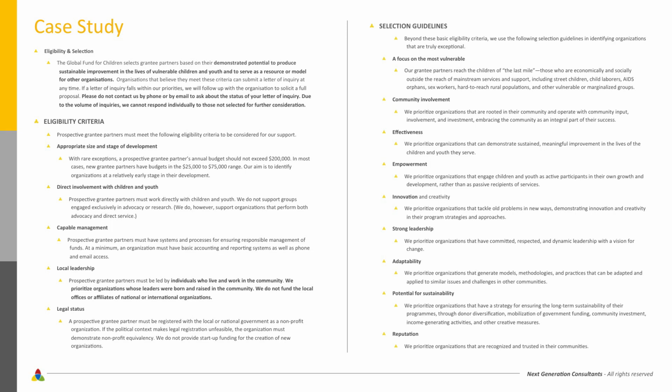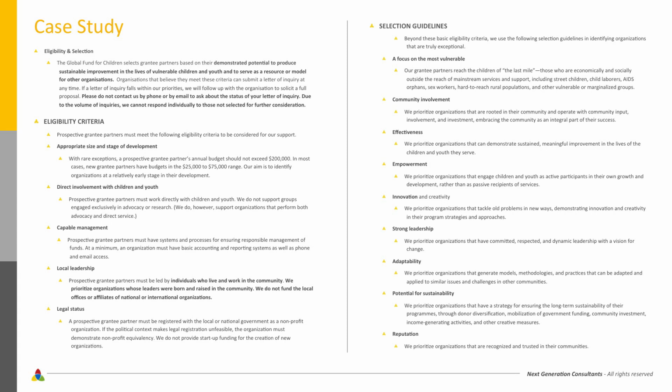Okay, so the first thing it says, this is the Global Fund for Children. It selects partners based on demonstrated potential to produce sustainable improvement in the lives of vulnerable children and youth, and to serve as a resource or model for other organizations. They say, our focus is on orphan and vulnerable children. We're looking for people who can add new development models or serve as a resource. So a collective kind of approach is what we're looking for.